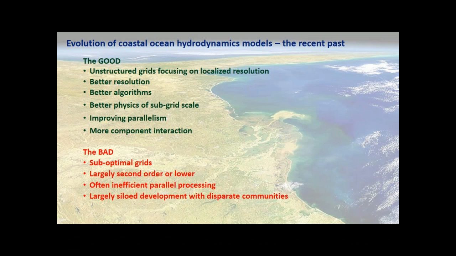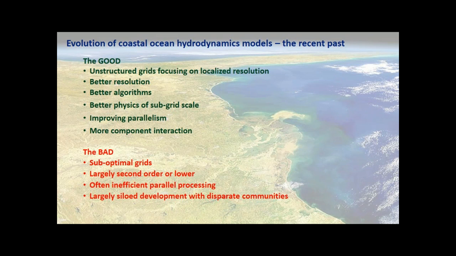So, the recent past, I'd summarize that unstructured grid development was really great, and it really was able to focus localized resolution. Resolution got a lot better. The algorithms got a lot better, a lot less dissipative, certainly when I started my career. Finite element methods were massively dissipative numerically. It was kind of embarrassing. There's a lot better physics on the subgrid scale. Parallelism got really pretty darn good. And we got the component interaction going.